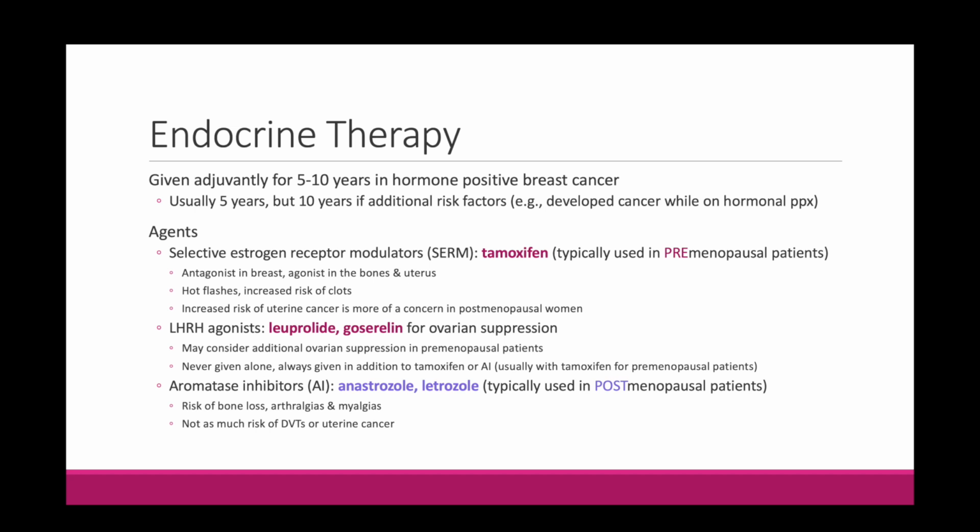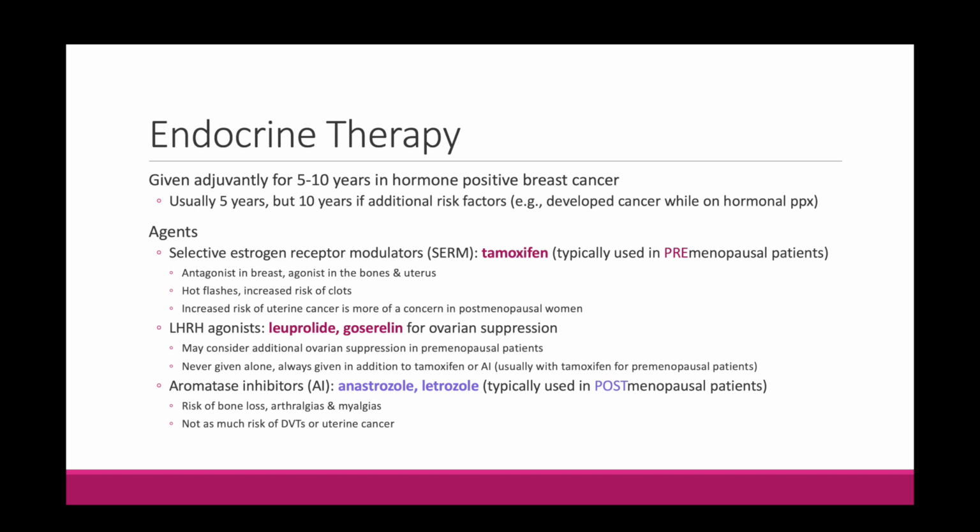Besides tamoxifen, the other type of endocrine therapy that's most commonly used in postmenopausal patients is aromatase inhibitors. So examples of these are anastrozole and letrozole. Aromatase is an enzyme that's located typically in our fatty tissues, and it actually converts different precursors like testosterone and androstenedione to estrogen in the fat cells. And so aromatase inhibitors inhibit that enzyme and prevent the conversion in the peripheral tissues.